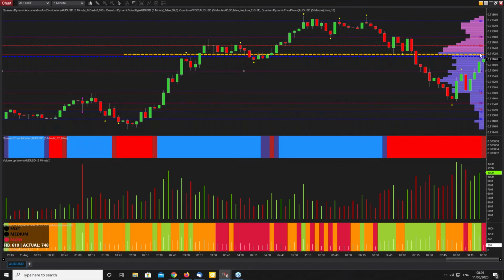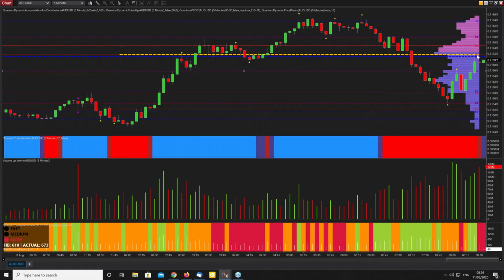What do we expect to see at the volume point of control? We expect to see congestion building. Why? Two reasons. Firstly, because it is the volume point of control itself, in other words, the fulcrum of the market. And secondly, you've got the heaviest concentration of volume here. This volume spike here is always going to be at a maximum.